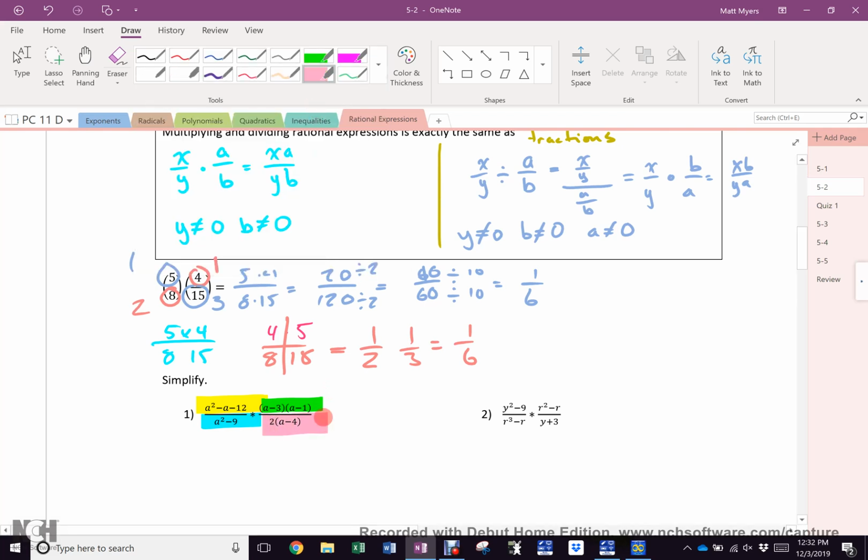What is our first job? What has been our first job in just about every single question I've given you since September 15th? Factor. Can you factor any of those expressions? Which ones? Name the colors. Yellow, factor it. What is it? A minus 4 and A plus 3. Excellent. Can you factor any others? Which one? What is it? Can you factor any others?